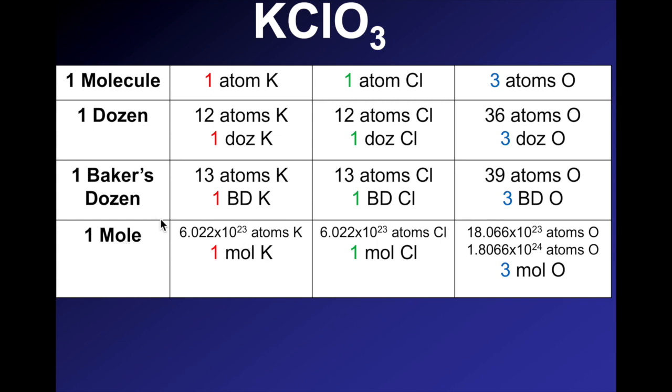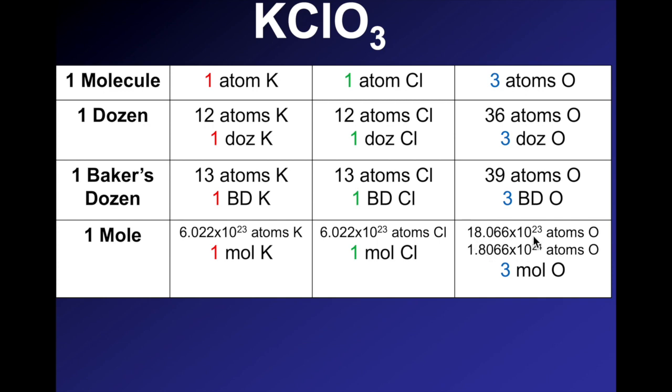So if I have 1 mole of potassium chlorate, I'm going to have 6.022 times 10 to the 23rd atoms of potassium, 6.022 times 10 to the 23rd atoms of chlorine, and 18.066 times 10 to the 23rd atoms of oxygen. Now, technically, this is not how you write out a scientific notation. So the more appropriate way is this way here, but I'm going to go back up to this one here.